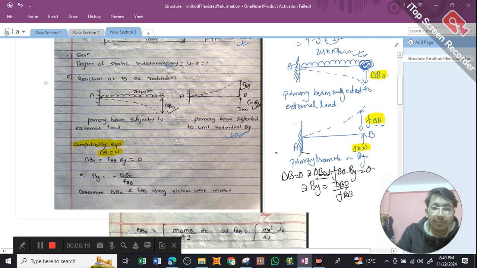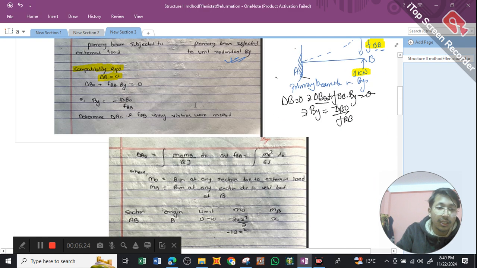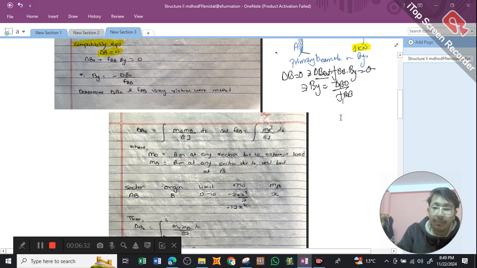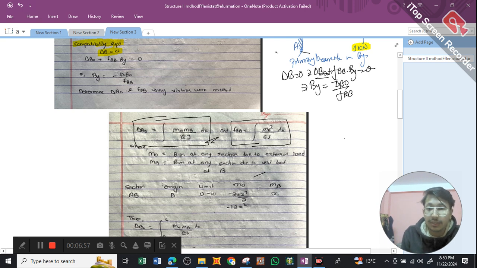In order to find our B_y force, which will be equivalent to our roller support at B, we need to determine Δ_B0 and f_BB, and we will determine those values by using the virtual work method. So we have our formula Δ_B0 equals the integral of m_0 m_B divided by EI dx, and f_BB equals the integral of m_B squared divided by EI dx. This formula comes from a derivation, so we don't need the derivation right now. We just need to focus on the formula.